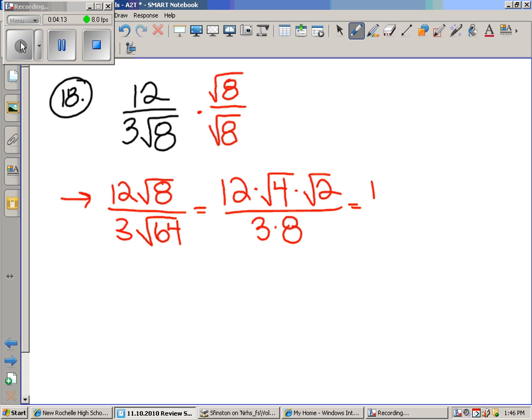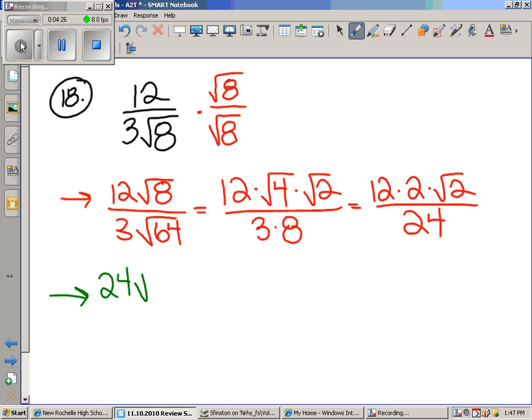So now we get 12 times 2 times radical 2 all over 3 times 8 is 24. And I'm going to continue that problem down over here. We get 24 square root 2 over 24, which ends up being what? Just straight up rad 2.